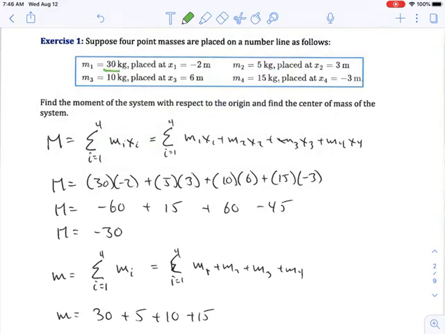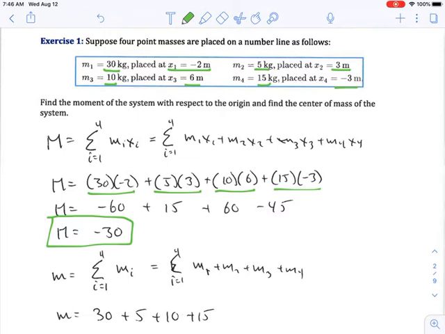So moment 1 is mass 30, and x sub 1 is negative 2. That's its distance. So I multiplied them there. Mass 2 is 5. Its distance is 3. I multiplied them there. Mass 3 is 10, and it's 6. Multiplied them there. And 15 and negative 3, got those guys there. Multiplying them together and then adding them up, we get the total moment is negative 30.